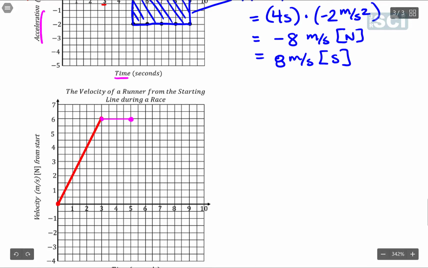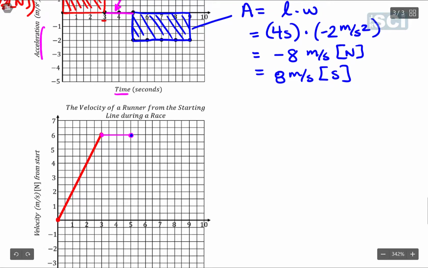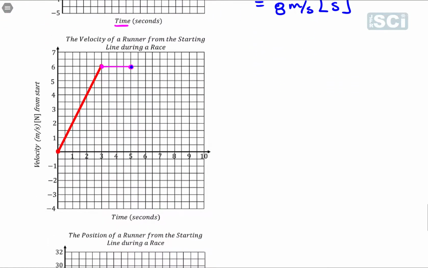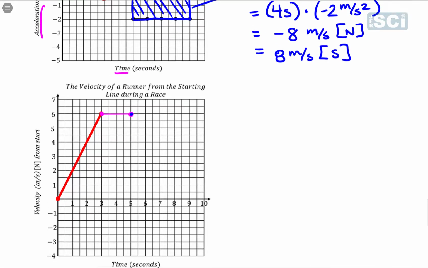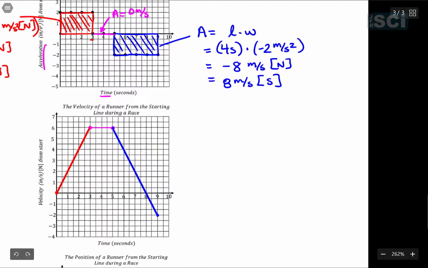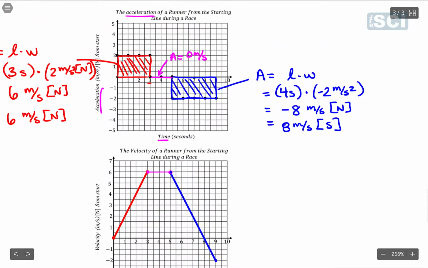Now it started at 6. So that means over the course of the next few seconds, 4 seconds here, it needs to decrease by 8. So it's at 6 minus 8 gives me -2. So at 9 seconds, it has to be at -2 meters a second. So I can draw this line in here, and that would represent the blue section. So now I've changed my acceleration versus time graph into a velocity time graph.